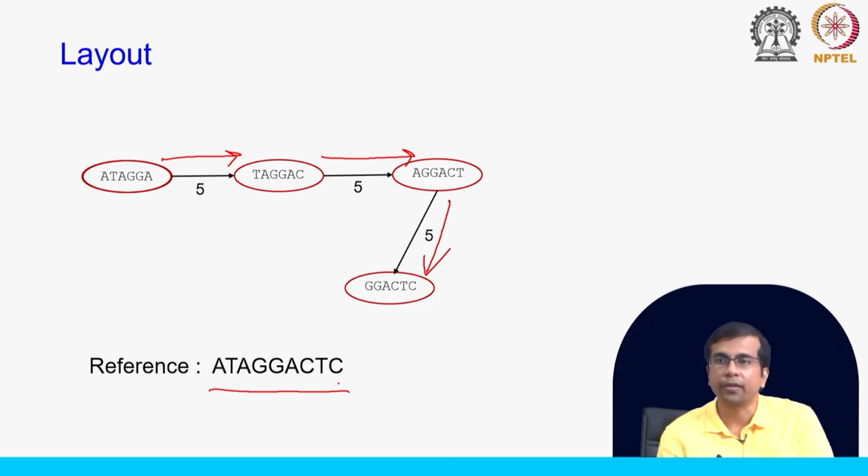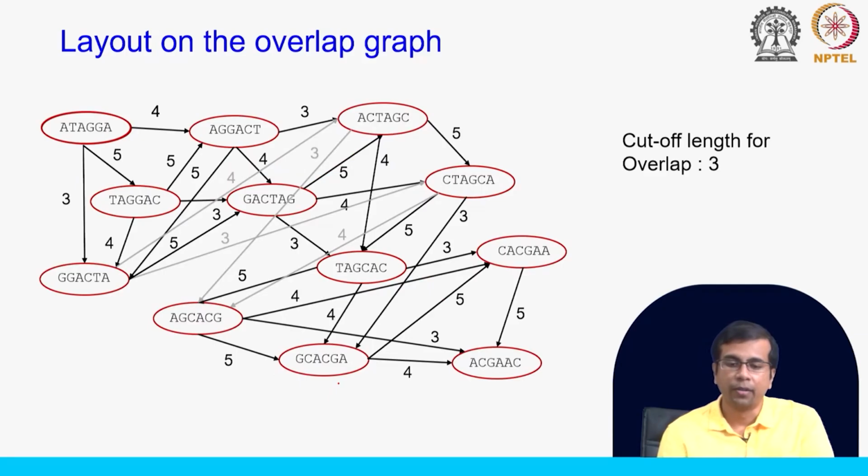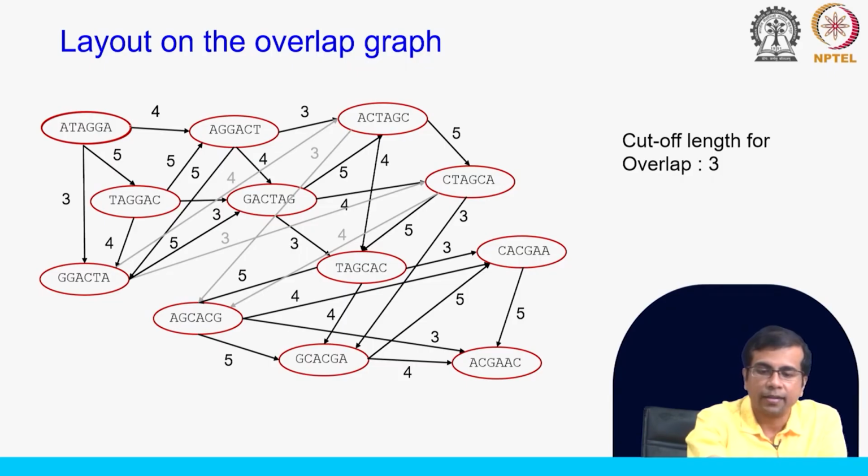Okay. So, once we have understood the layout concept, we can now apply this to the full graph. This is the full overlap graph that we built earlier. Now, we want to apply this layout method. If you look at this edge, for example, this one can be inferred from these 2 connections.